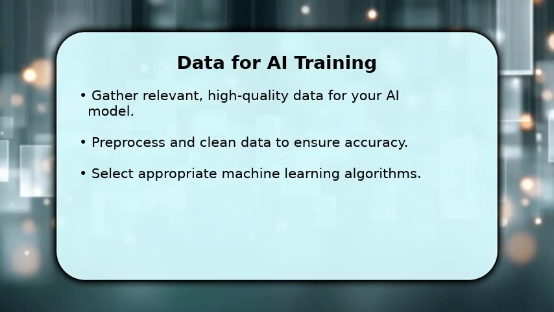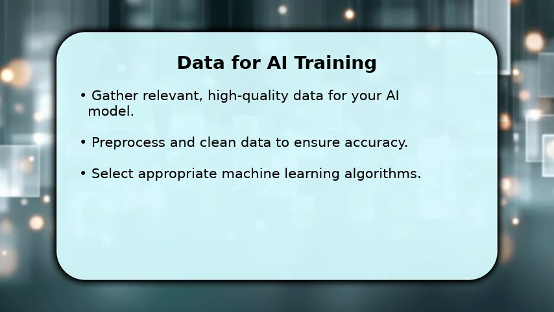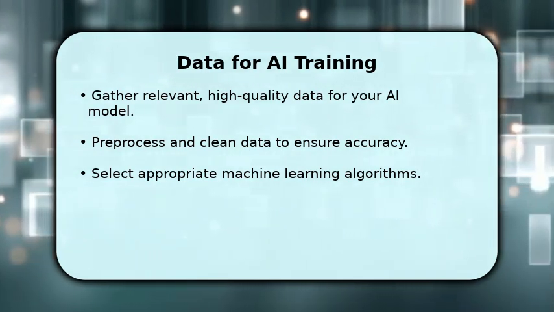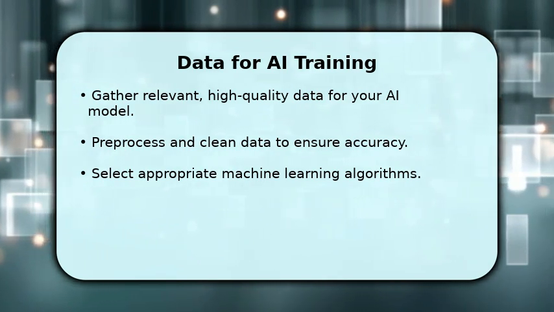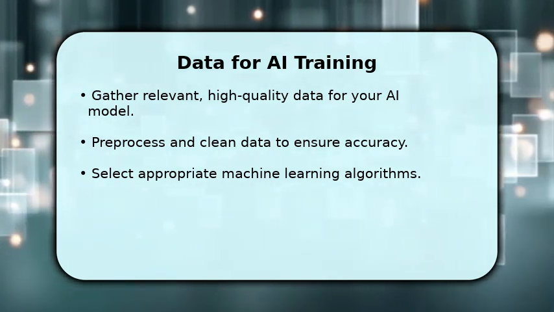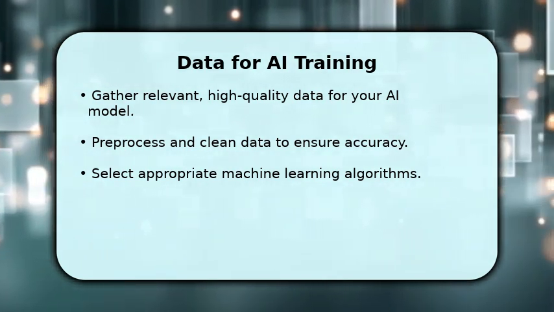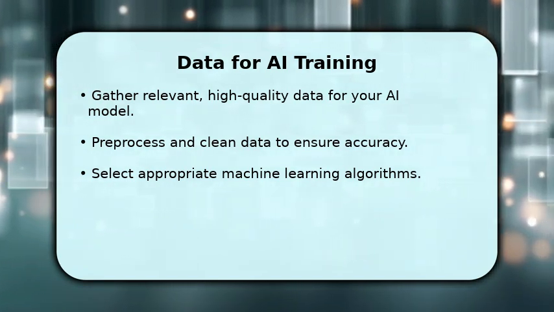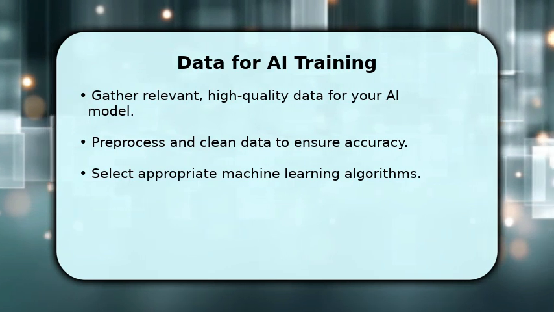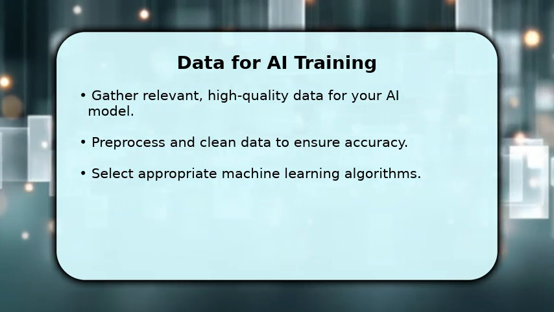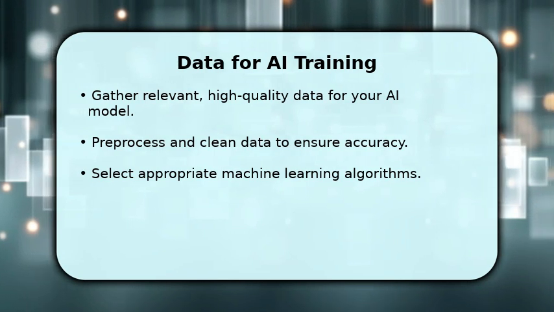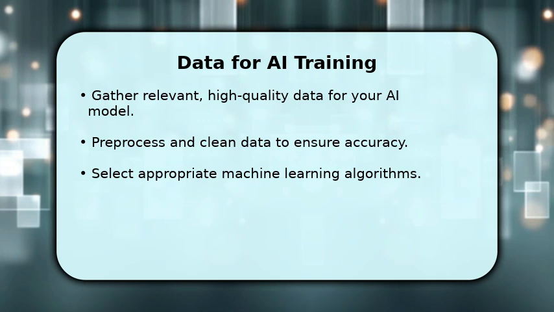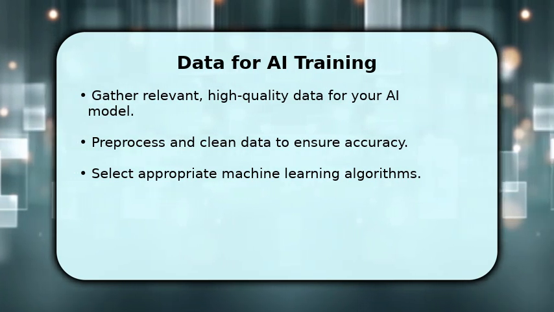Once your plan is solid, the next step involves data. You need to gather relevant and high-quality data, which is the fuel for your AI. This data might include thousands of text entries or images, depending on your AI's function. Then, meticulously preprocess and clean this data to remove inconsistencies and errors, ensuring it is ready for training. Finally, select the most suitable machine learning algorithms for your specific task.